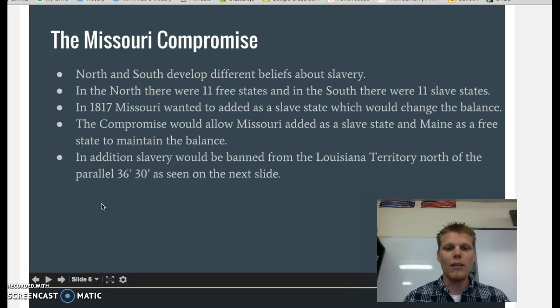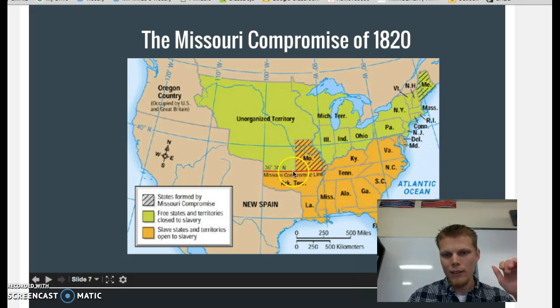The compromise that is come to, so that both the free states and slave states are happy, is that we would add Maine as a free state and Missouri as a slave state. In addition, they're going to ban slavery in the Louisiana Territory north of the 36°30' parallel. So what's that look like? That's this line right here. Anything below it is going to be a slave territory or state. Anything above it is going to be free. Okay? Missouri Compromise, again, adds Missouri as a slave state and Maine as a free state, maintaining that balance.